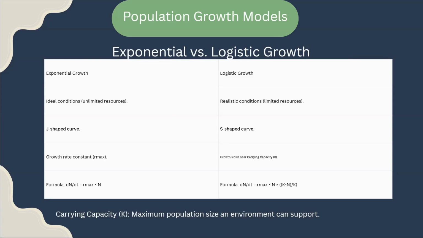Logistic growth is realistic conditions, limited resources. It has an S-shaped curve. Growth slows near carrying capacity, which is K. So the formula is dN/dt equals r max times N times (K minus N) over K. So the carrying capacity K is the maximum population size an environment can support.